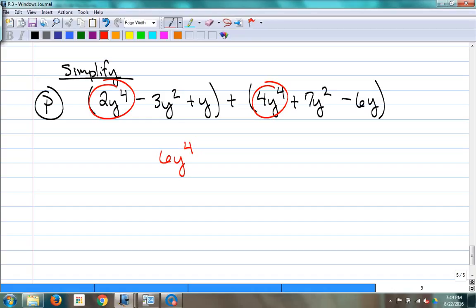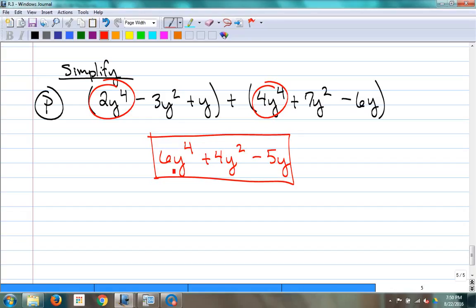And then we put our y squareds together. Negative 3 plus 7 would be positive 4y squared. And then we have a positive 1y and a negative 6y. Negative 5y. What would we call that? What name would it have? Trinomial. It's got 3 terms, so it's a trinomial at the end, after we've simplified it. Okay, so you want to simplify before you classify.